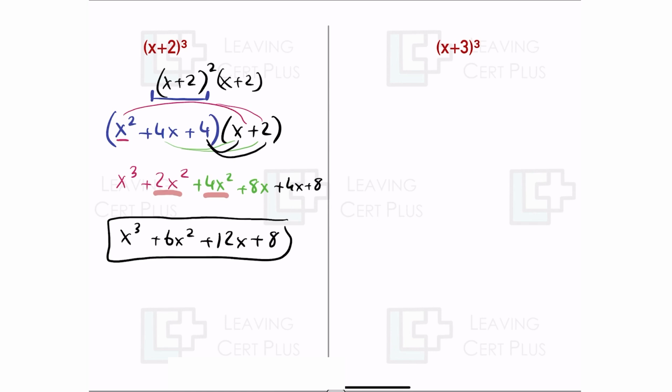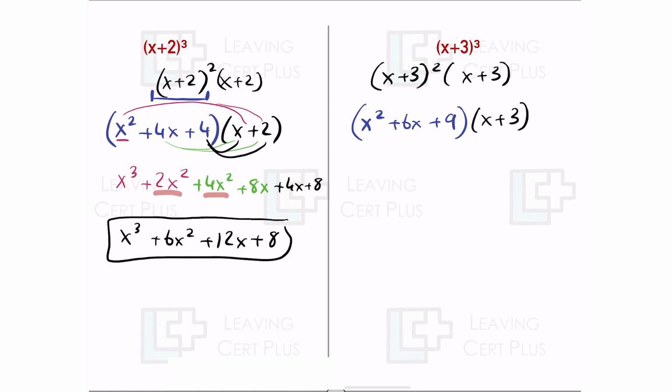So remember, the way we want to look at it is x plus 3 to be squared times x plus 3. So let's do this at a fast pace. Square the first, so we got x squared. Twice the first by the second is going to give us 6x, and the second one squared is going to give us plus 9. That is all to be multiplied by our x plus 3.